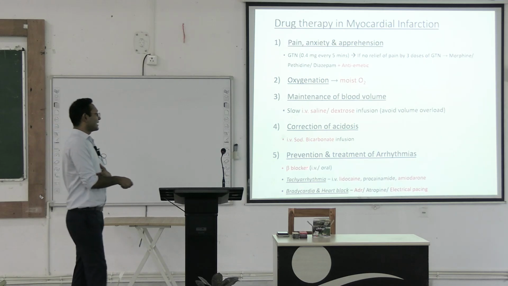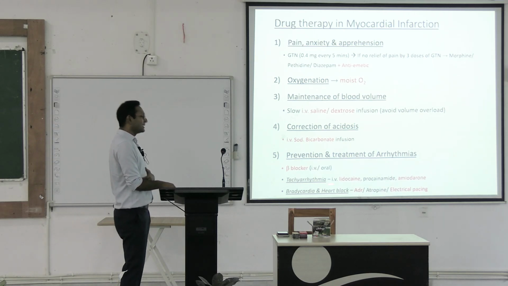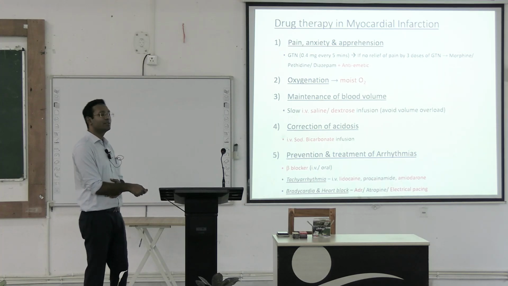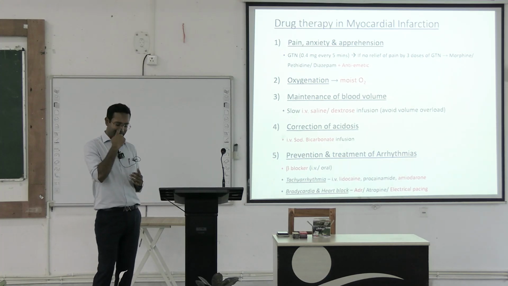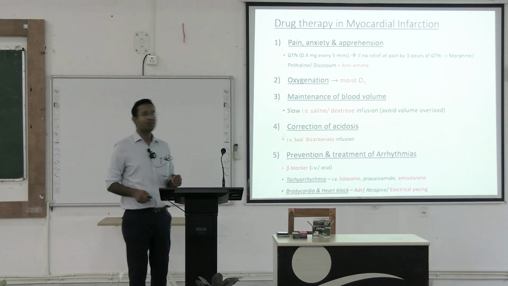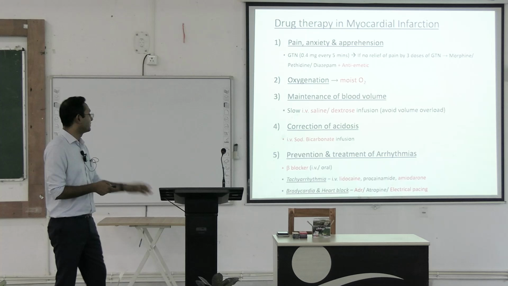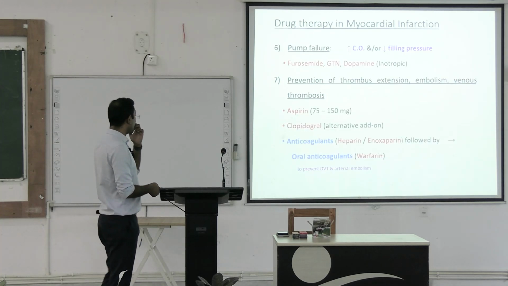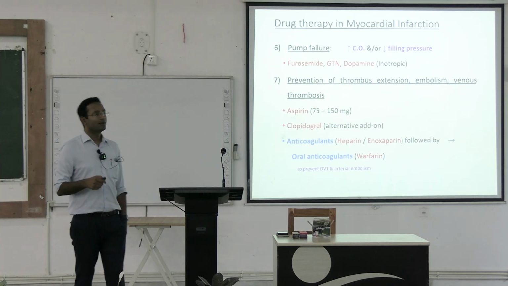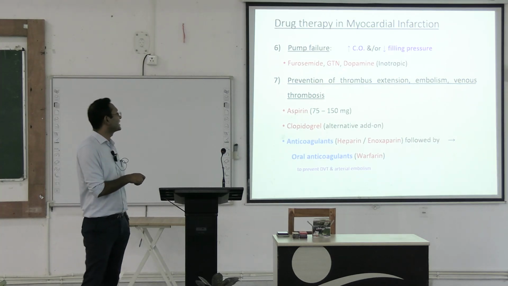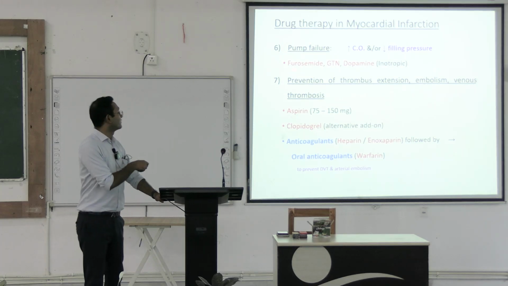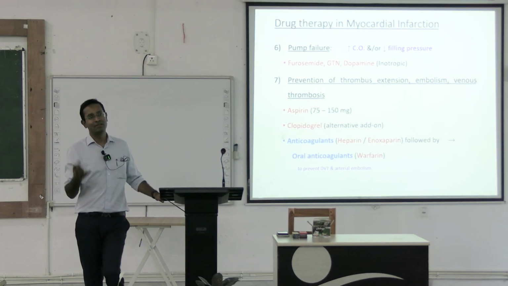Beta blockers are given IV or oral. If there is tachyarrhythmia, then drugs like lidocaine, procainamide, amiodarone are given to reduce it. And if there is bradycardia or heart block, adrenaline, atropine or electrical pacing are done. Next, if there is pump failure, to increase the cardiac output and decrease the filling pressure, furosemide, GTN, dopamine, all inotropic drugs can be used. Furosemide is given to reduce the blood pressure.